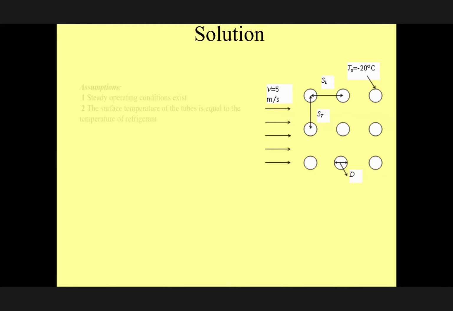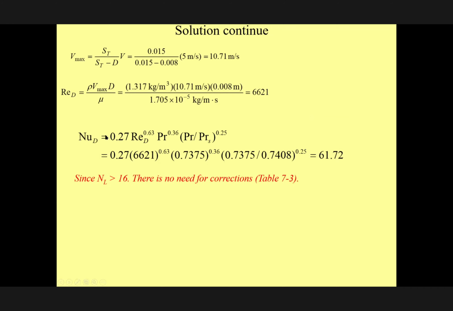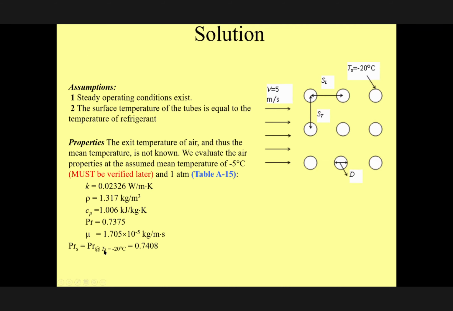Therefore, this problem we're solving here, 5 meter, and based on that correlation, we find this one. This comes from 7.1 right here, 7.2, and that's your Nusselt number, and that's why we also calculated the Prandtl number at the surface temperature. Therefore, we have this Reynolds number, Prandtl number at the mean temperature, and Prandtl number at the surface temperature of the tube, 20. If you don't remember, let me go back again, right here, this one.